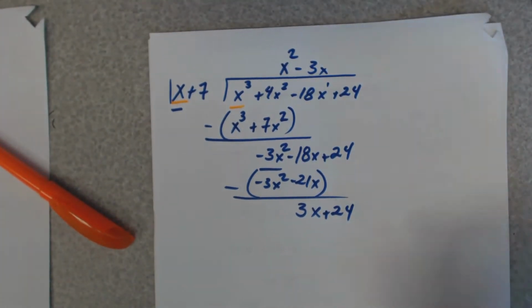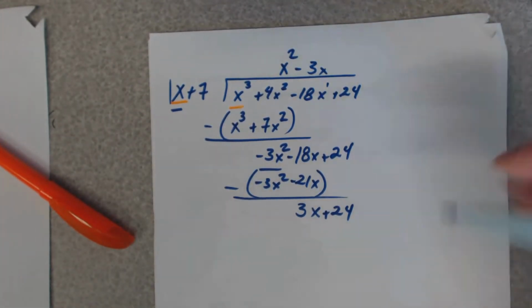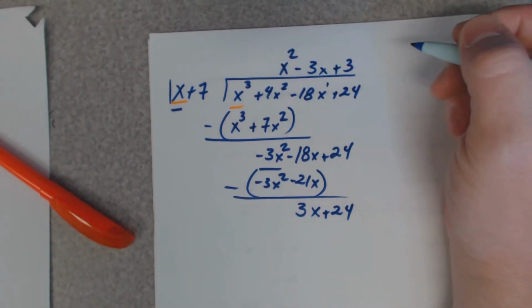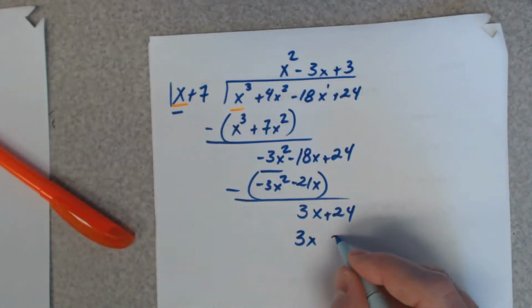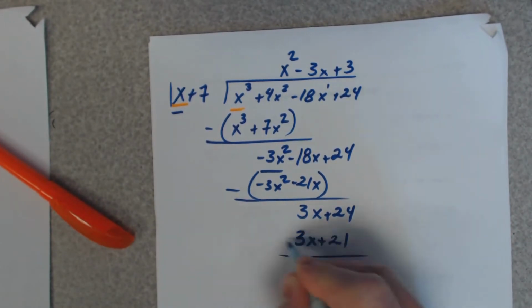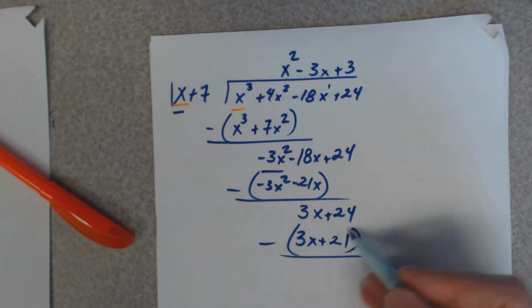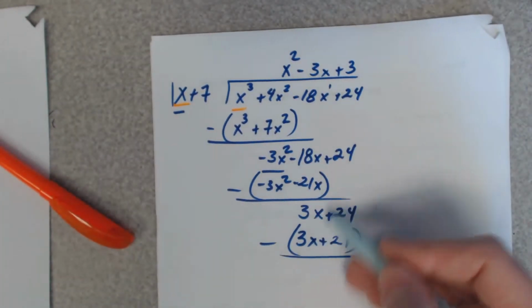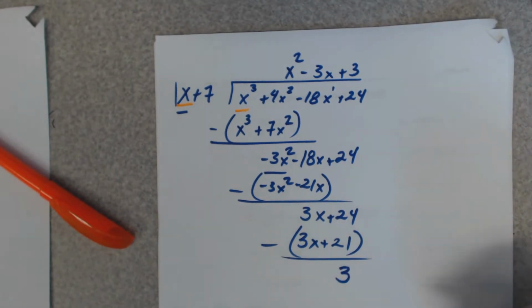Repeat the process over. How do you turn an x into a 3x? You multiply it by 3. 3 times x is 3x. 3 times 7 is 21. Now we subtract. 3 minus 3 cancels. Notice how that canceled every time. That's what's supposed to happen. 24 minus 21 will give you 3.